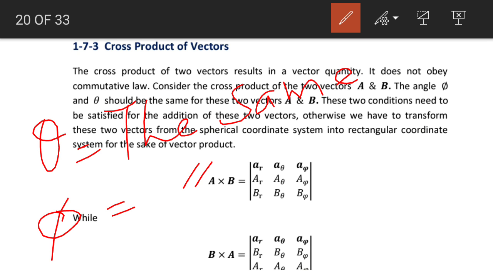If the two conditions are not satisfied, then you will have to transform the two vectors from the spherical coordinate system into the rectangular coordinate system. You will have to calculate the cross product of the two vectors in the rectangular coordinate system. You will have to transform the resultant vector from the rectangular coordinate system back into the spherical coordinate system, which is a very time consuming computation. It will take a lot of time, and it is a very complicated process as well. So we assume that these two conditions are satisfied.